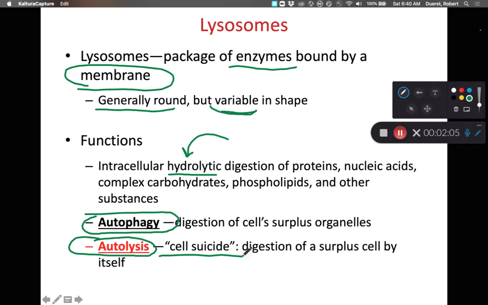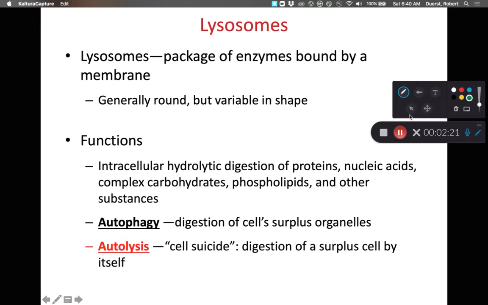Or maybe the cell has been hijacked by some virions or viruses and is now pumping out lots of virion particles. And in order to mitigate the amount of damage that occurs to us as an organism, that virus-infected cell will destroy itself through autolysis.